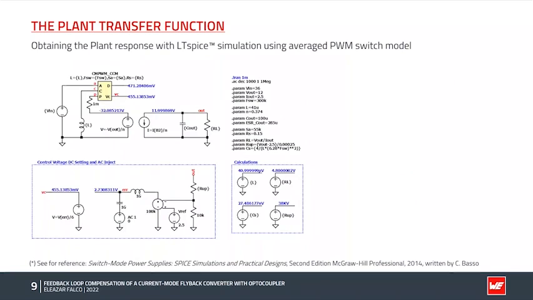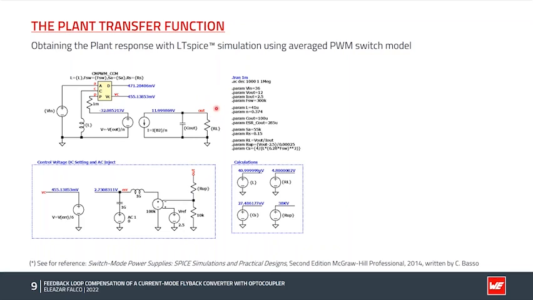Alternative to the analytical approach, the Bode plots of the control to output transfer function can also be obtained by means of a SPICE simulation, as shown here for a current mode flyback converter in LTspice. For this, we will need to use an average PWM switch model, which is the yellow box here. What it does is simply average the voltages and currents of the converter switching network, and with that remove all the switching transitions, and with a time continuous system, we can run an AC simulation in LTspice.